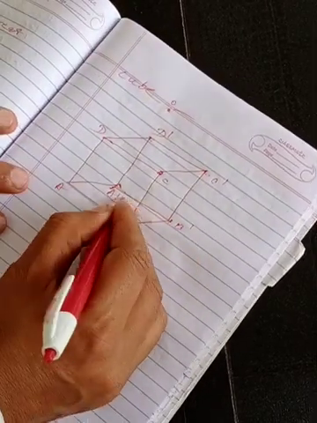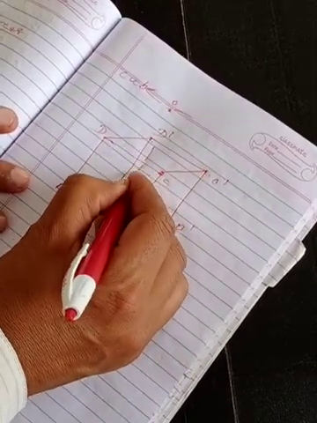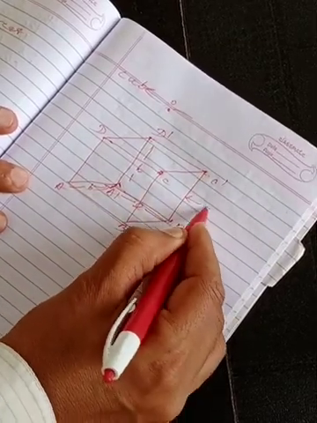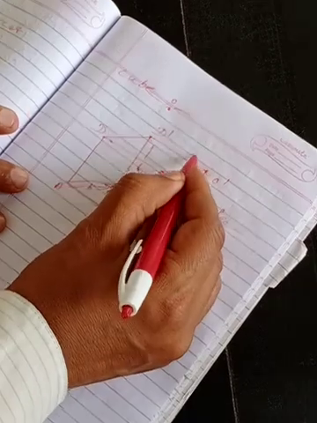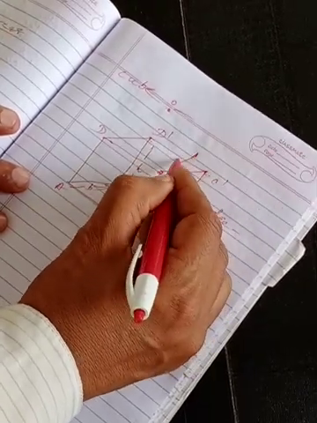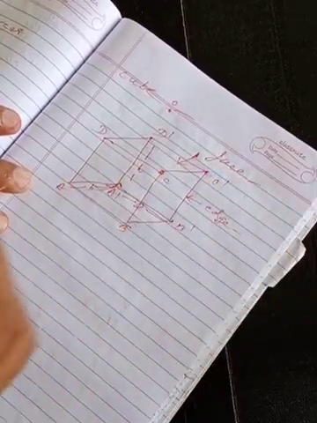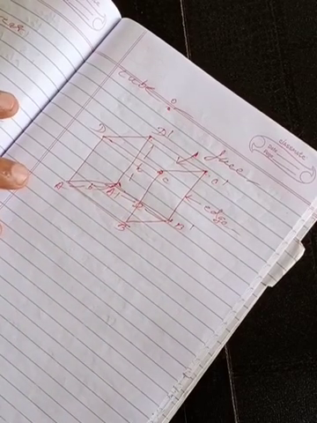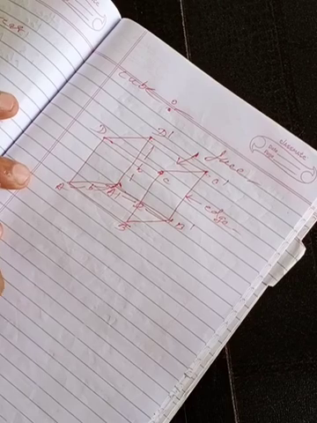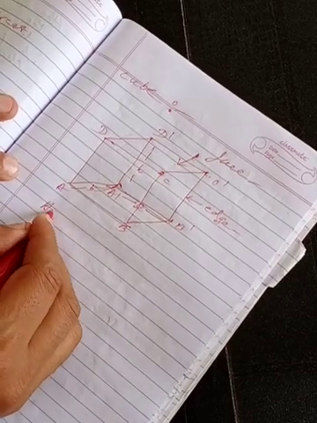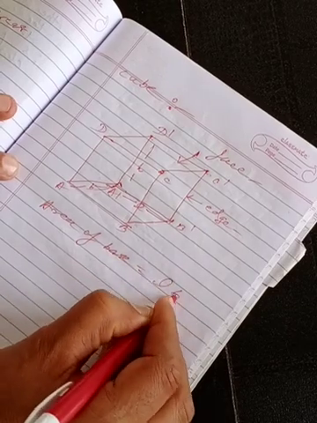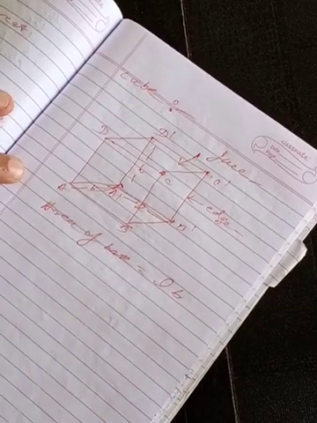Now this is length, this is height, this is breadth. All these are edges, and all are equal. These are faces, this is a face. Now its face is a square. So if you are asked the area of base, it will be L into B.